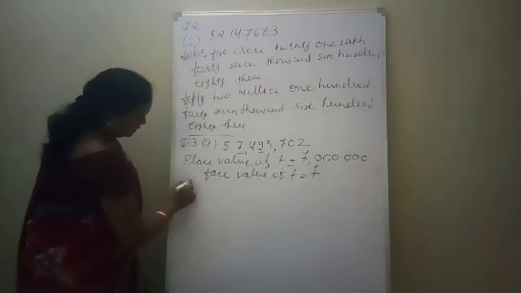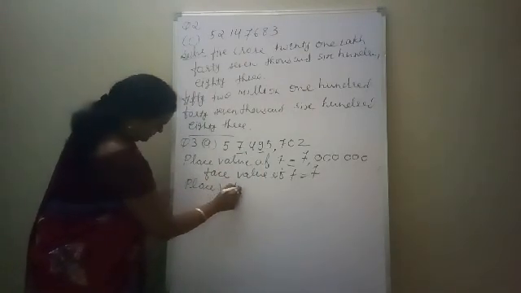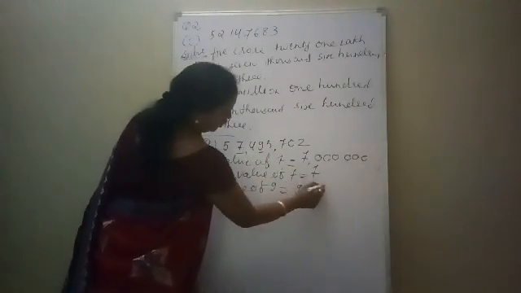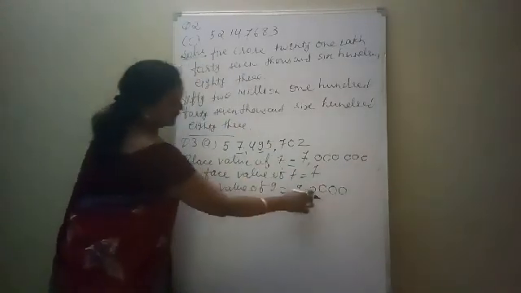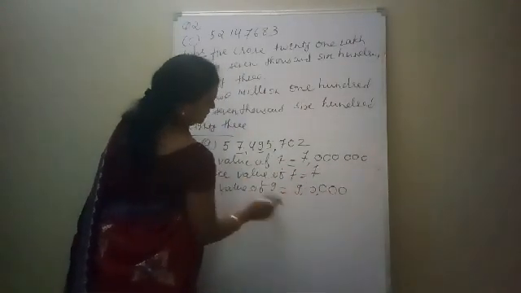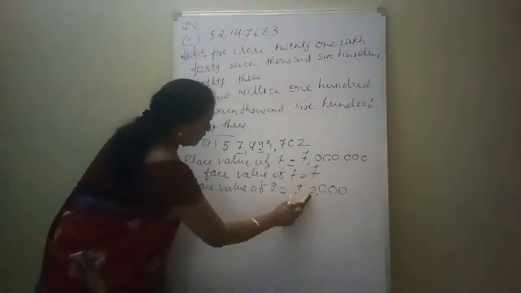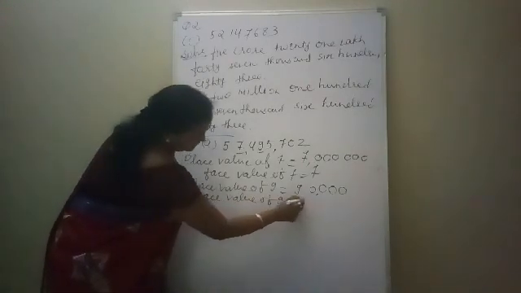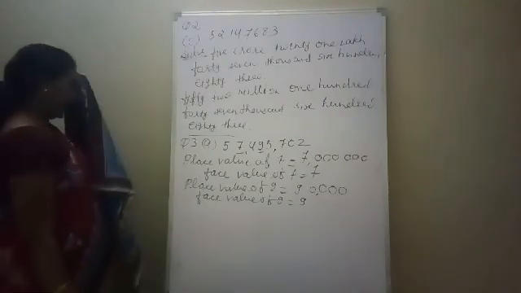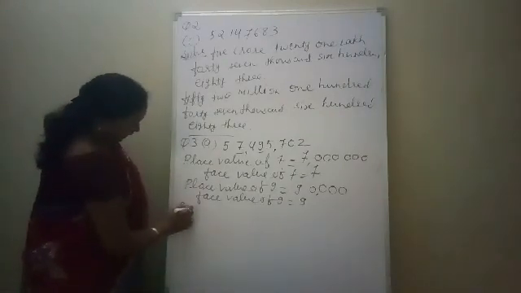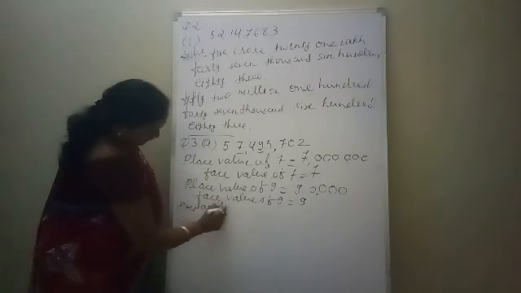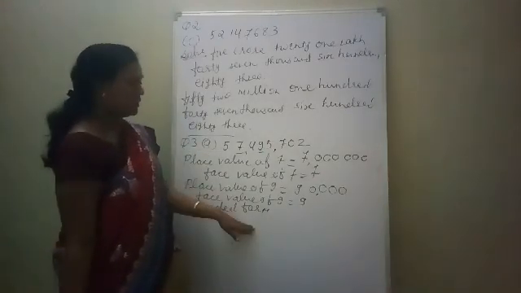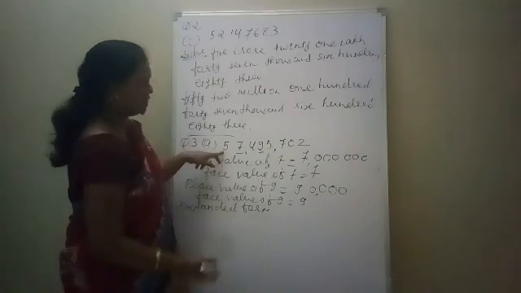And there is one more number. Place value of 9: after 9, how many digits are there? 4 digits are there. So the place value is 90,000. Then we find the face value. Face value means the number itself. It is 9. For finding the expanded form of a number, I already explained it to you. In the expanded form, we write the number as a sum of the place values of each digit.